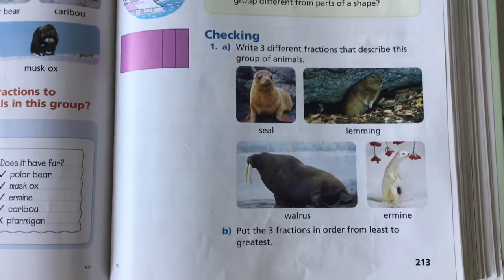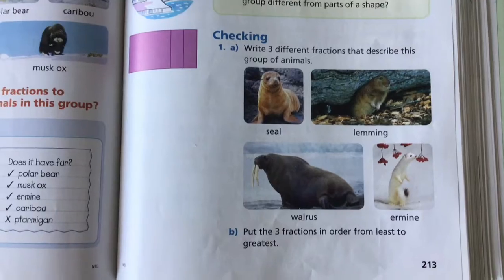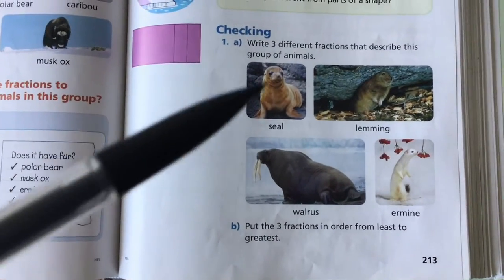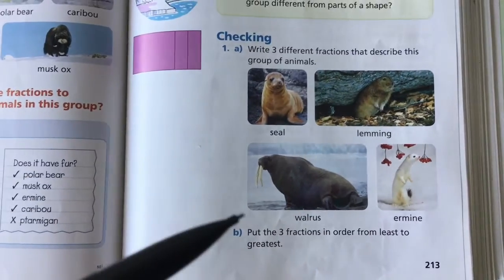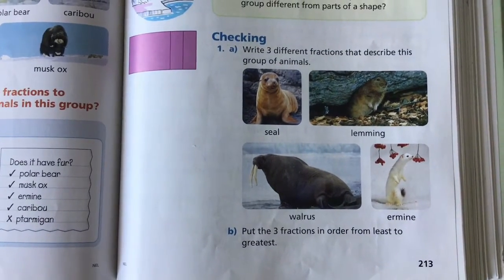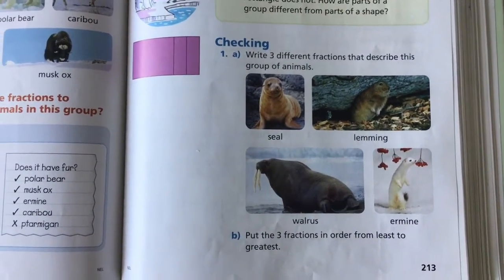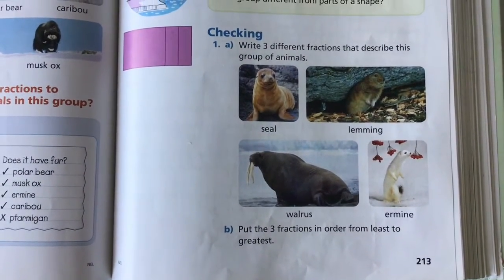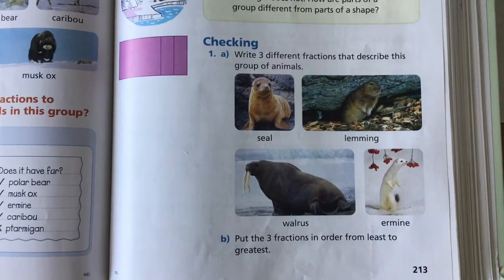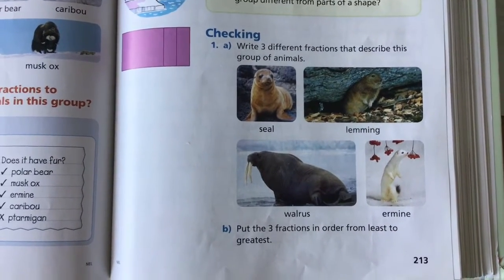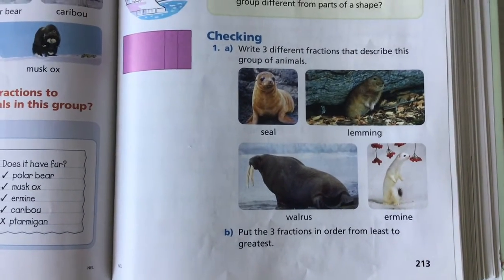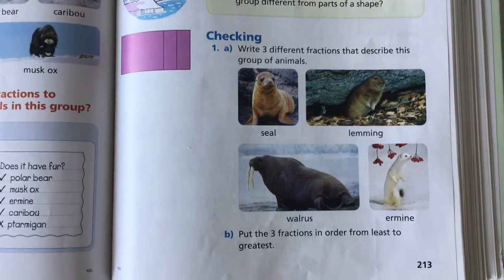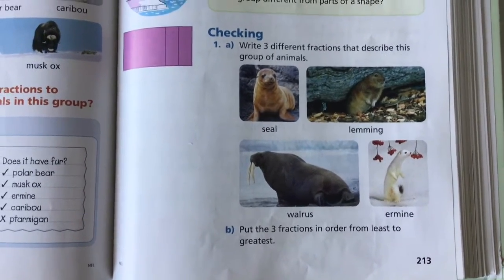Now, one of these fractions that I can write is, well, I know that seals and walruses both live in water. So I can say that 2 out of the 4 animals live in water. Now, also, I notice that all 4 of these animals have fur. So I could say 4/4, or 4 out of 4, all have fur. The whole group has fur. I could also say that 0/4, or 0 out of 4, are dogs.